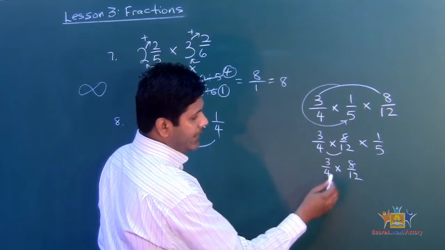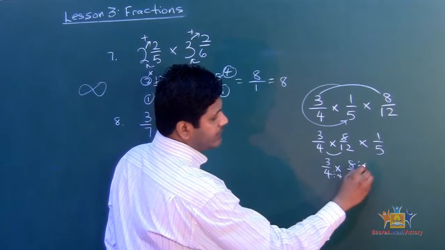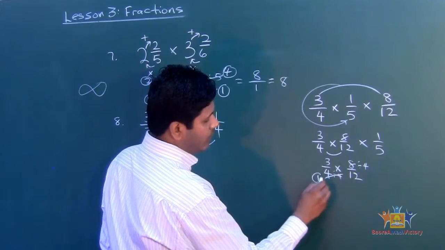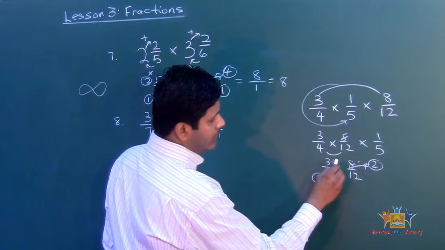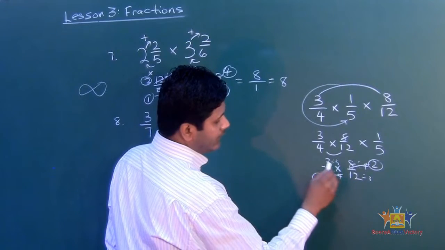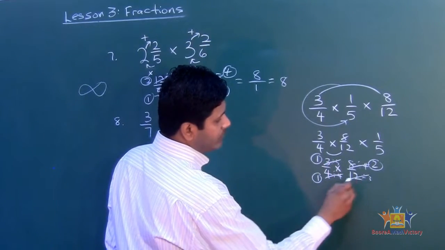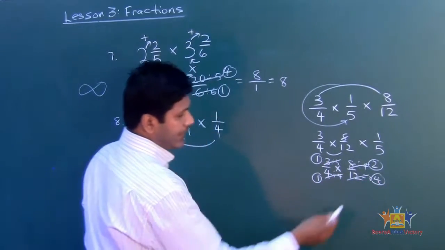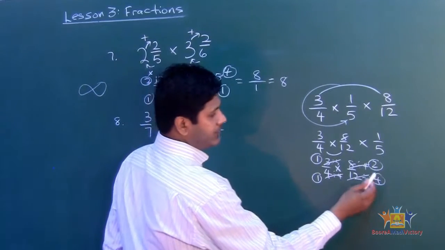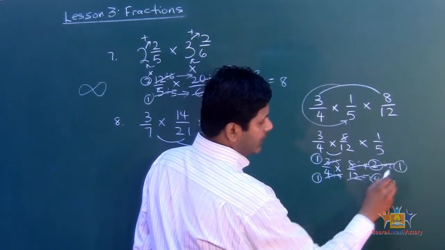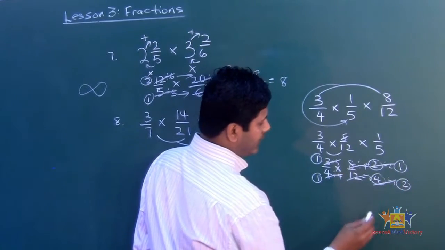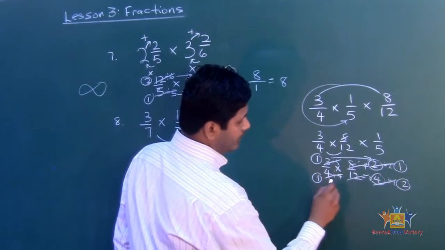That means I can simplify 3 over 4 with 8 over 12 much easier. See, 4 and 8, I can divide this by 4, I can divide this by 4. Gives me 1, gives me 2. I can divide this by 3, I can divide this by 3. Gives me 1, gives me 4. And then I can divide this by 2 and this by 2. See that? Gives me 1 and gives me 2. Now I can use the double arrow method.